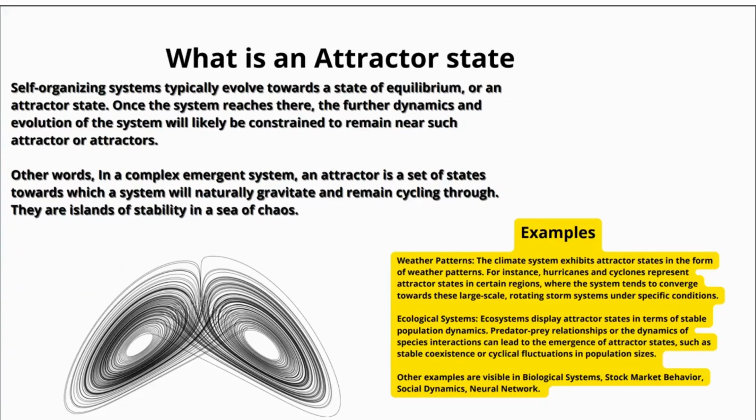Self-organizing systems typically evolve towards a state of equilibrium or an attractor state. Once a system reaches there, the further dynamics and evolution of the system will likely be constrained to remain near such attractor or attractors. In other words, in a complex emergent system, an attractor is a set of states towards which a system will naturally gravitate and remain cycling through. They are islands of stability in a sea of chaos.